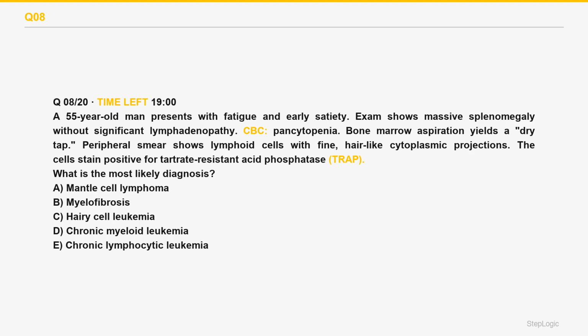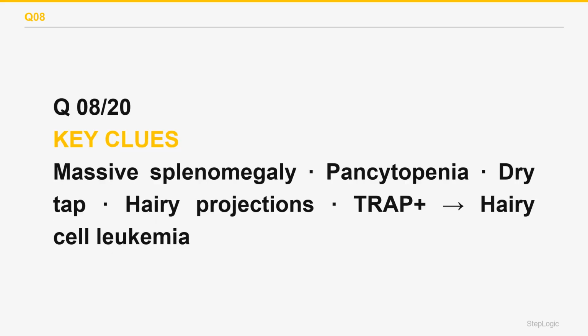Read the command. Most likely diagnosis: massive splenomegaly, pancytopenia, dry tap, hairy cytoplasmic projections, TRAP positive, hairy cell leukemia. Hairy cell leukemia is an indolent B-cell neoplasm of older adults. The malignant cells have characteristic fine, hair-like cytoplasmic projections on the smear, and they classically stain positive for tartrate-resistant acid phosphatase, TRAP. Two features dominate the presentation: massive splenomegaly because the cells infiltrate the splenic red pulp, and pancytopenia from marrow infiltration and splenic sequestration.